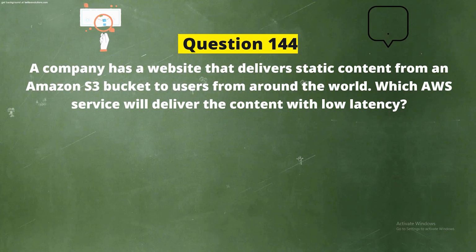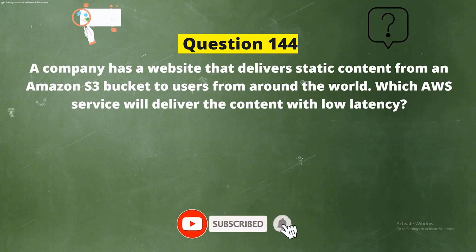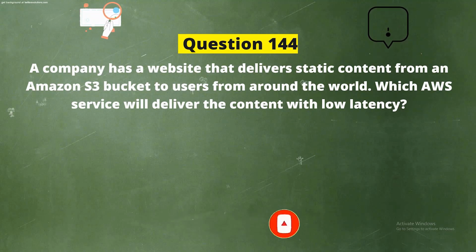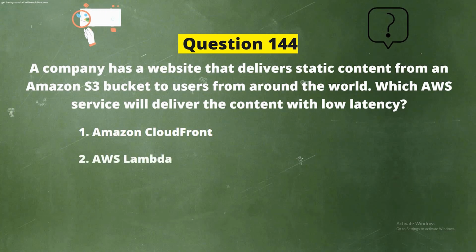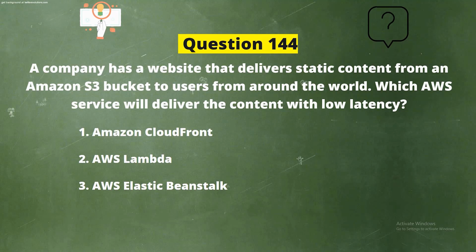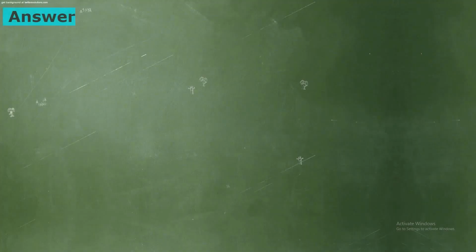Next question. A company has a website that delivers static content from an Amazon S3 bucket to users from around the world. Which AWS service will deliver the content with low latency? And the options are: Option 1. Amazon CloudFront. Option 2. AWS Lambda. Option 3. AWS Elastic Beanstalk. Option 4. AWS Global Accelerator. And the correct answer is Option 1.